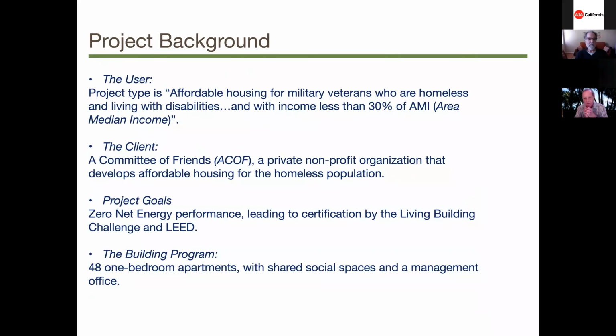It's designed for military veterans who are homeless and living with disabilities, and they have to have an income less than a certain amount. Then you qualify to get an apartment in this facility. This project was done by the Committee of Friends. I think it's a Quaker organization. And they are targeting this part of the homeless population, and it is a solution to this other societal issue that's going on. So that's the background. That's very interesting to see how that affects the design and so forth.